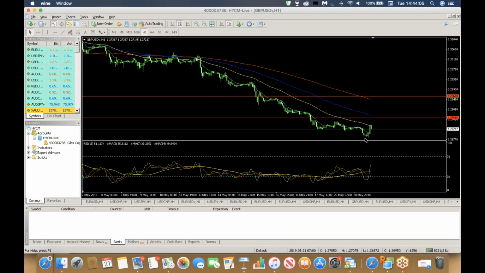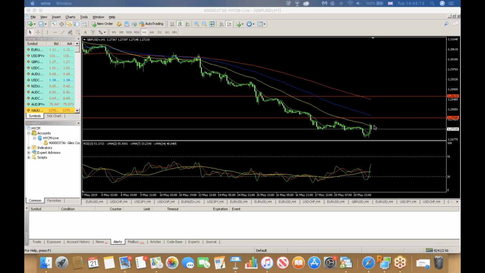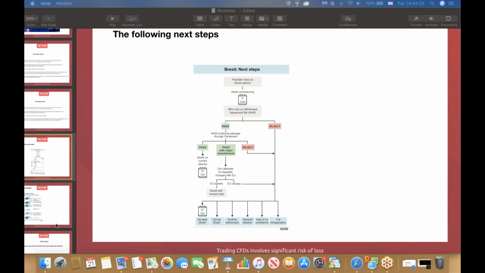You see, this is traders just realizing that Theresa May is about to come out and speak, and in case she says something that is really positive for the pound, people are closing their shorts. That's why we're seeing some recovery there in the pound, and people will be looking at Theresa May's detail. So that's just that dynamic that's been going on.